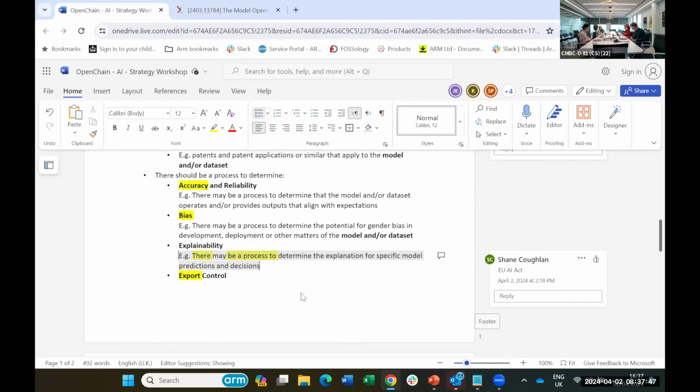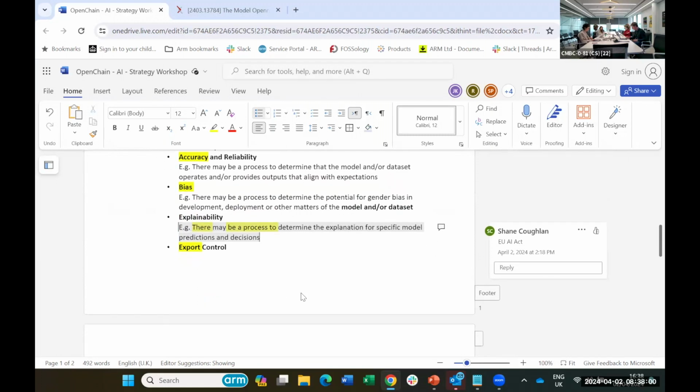So I just pick out bias for example. We have an example here where it says, we have a process to determine the potential for gender bias in development, deployment, or other factors involving the model or data set. So again, we're not highlighting you need to determine what bias is. It's just you are looking at bias, and that might be in a use case for accuracy and reliability. If I've got a large language model which is writing an email, I'm just going to check the accuracy. I don't need 20 people to review it. But if it's a large model that is a significant portion of my business, I might want to have a process in place to determine the accuracy that may have more testing or may have different types of reviews.